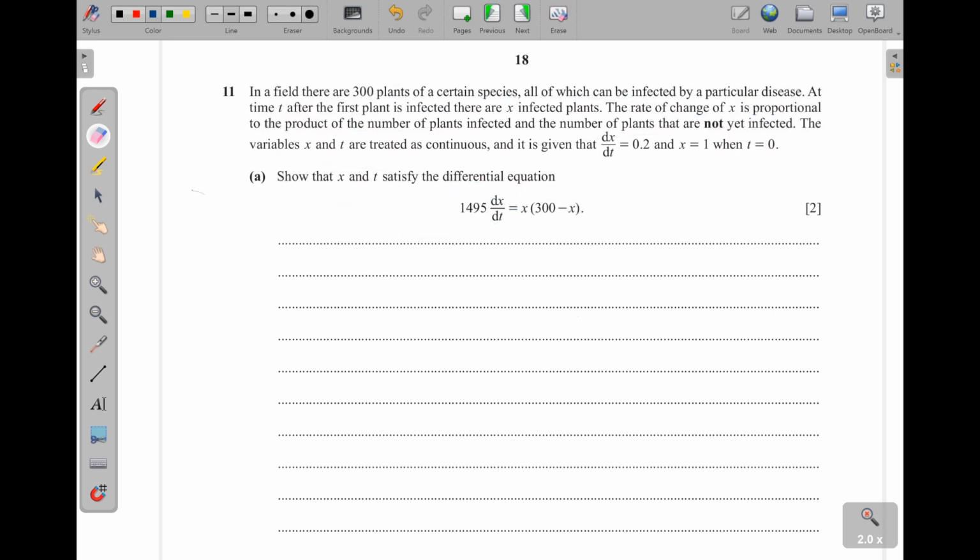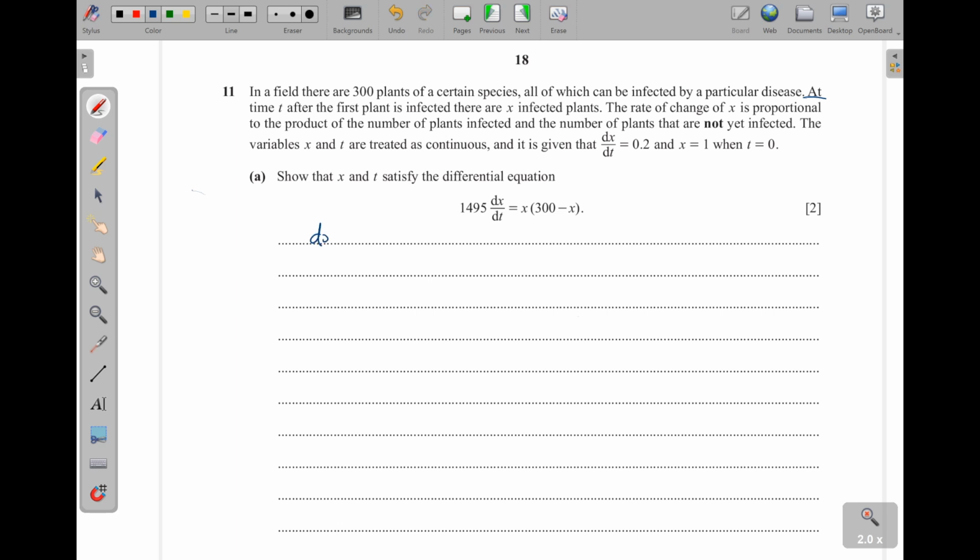Okay, now in O level you did what we call variations. So they say this is the same thing here. They say that at time t, after the first plant is infected, there are x infected plants. The rate of change of x is proportional to the product of the number of plants infected. So this is what I'm going to write.